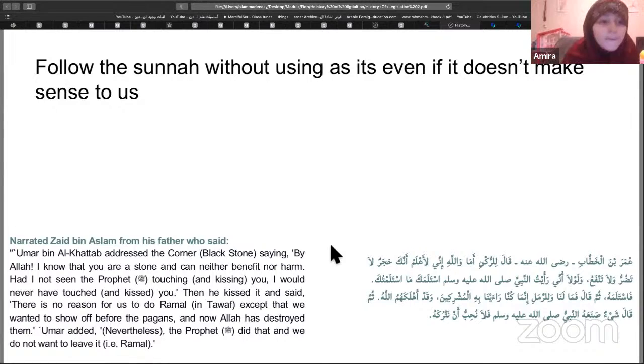Isn't that what it is? Islam is submission. That's what that means. What does submission mean? You give up what you want for what Allah wants. Okay?